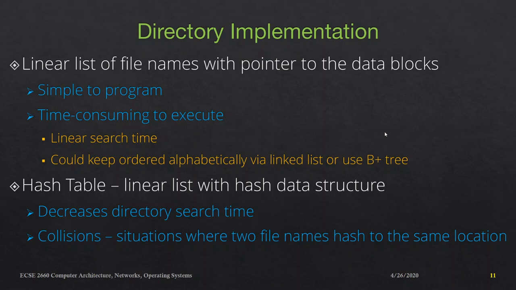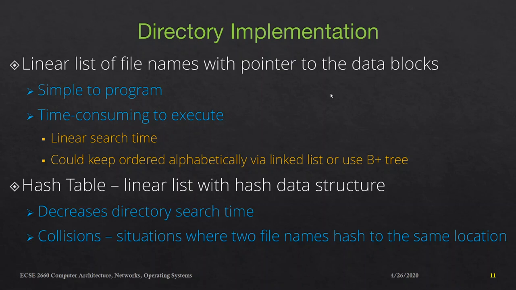In this lecture, we will talk about how to implement directories, and we'll also talk about various allocation methods. A directory can be implemented in one of two ways. We are going to talk about a linear list and a hash table technique. A linear list is essentially a list of file names with pointers to the data block.